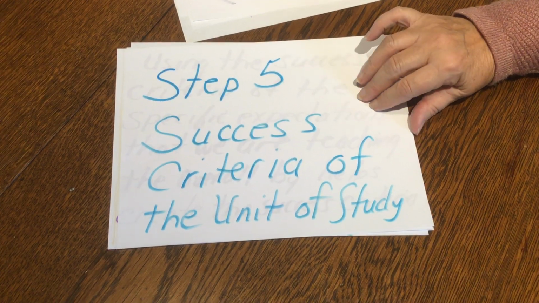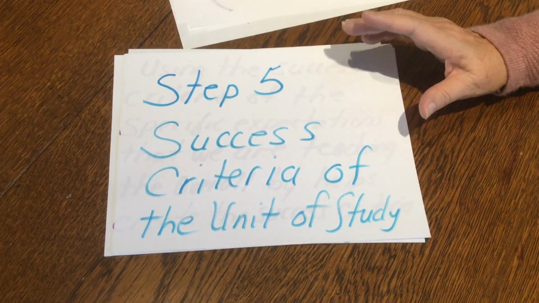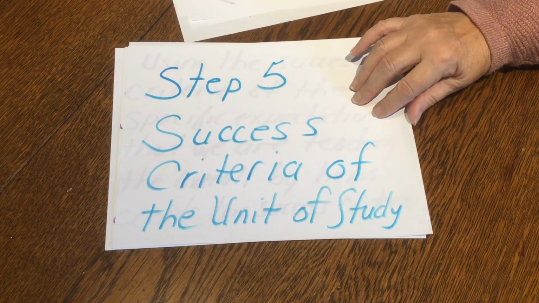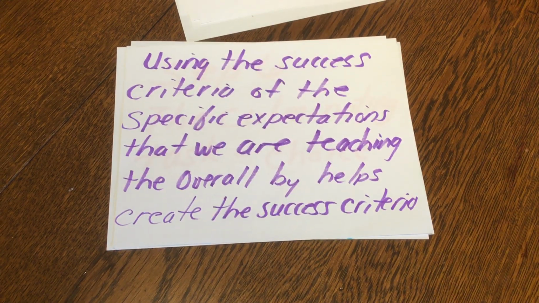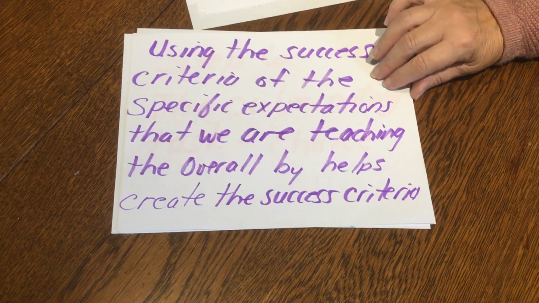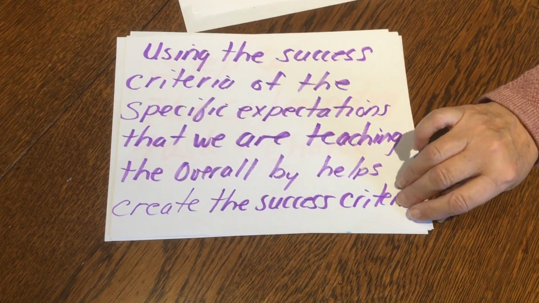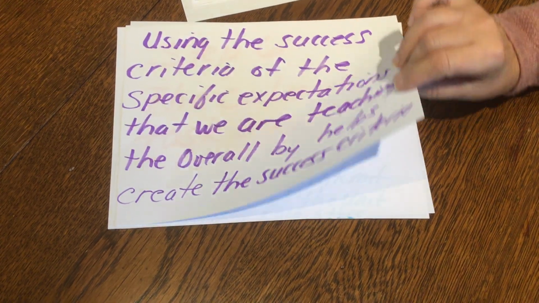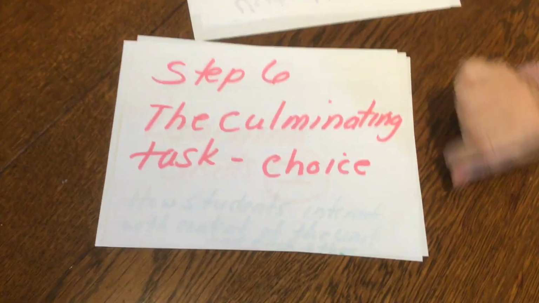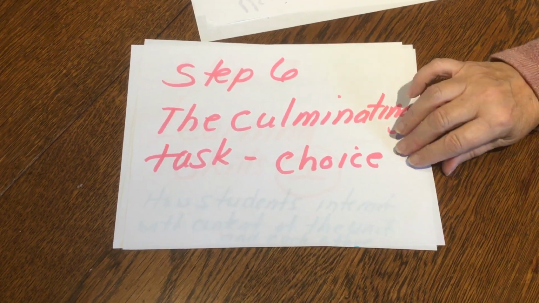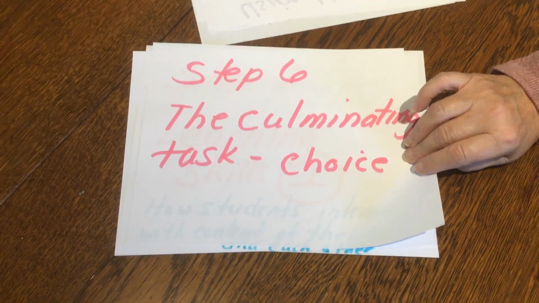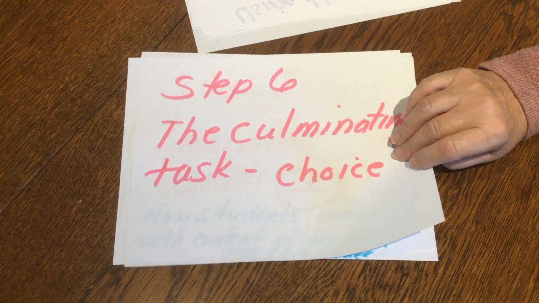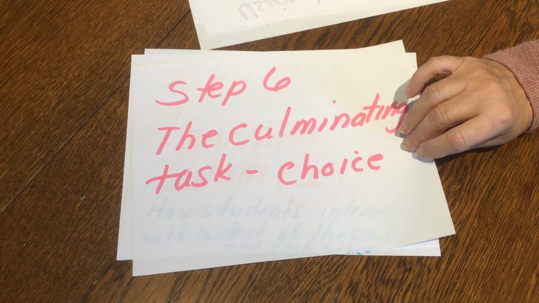Step 5 was looking then at the success criteria. You're now moving the learning from us teaching it to now the students need to know what they have to learn. And once again, the specific expectations that we are going to be teaching, the overall, help create the success criteria. Step 6 was then deciding what kind of culminating task, and we did this last class, might help the students show what they know. And we learned that giving them choice was important.